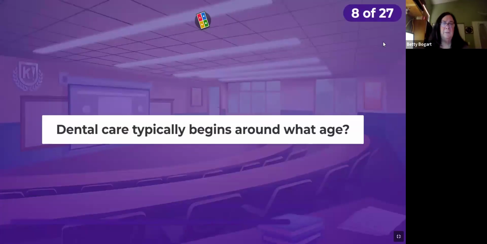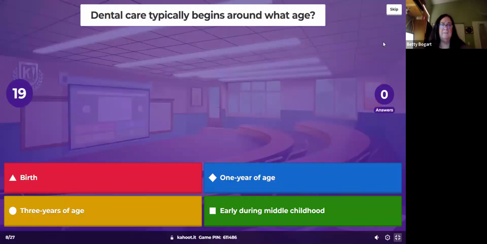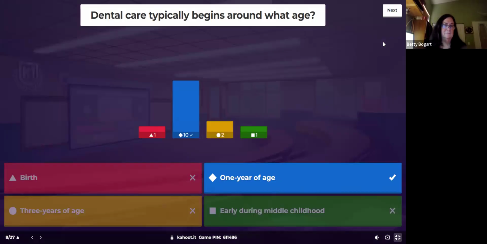Dental care typically begins about what age? So I'll say, when are you going to get teeth, right? You have to have teeth to have dental care. So birth, that's out of it. About 1 year old, you'll start to see the teeth coming in, and it's just to keep them from having cavities.